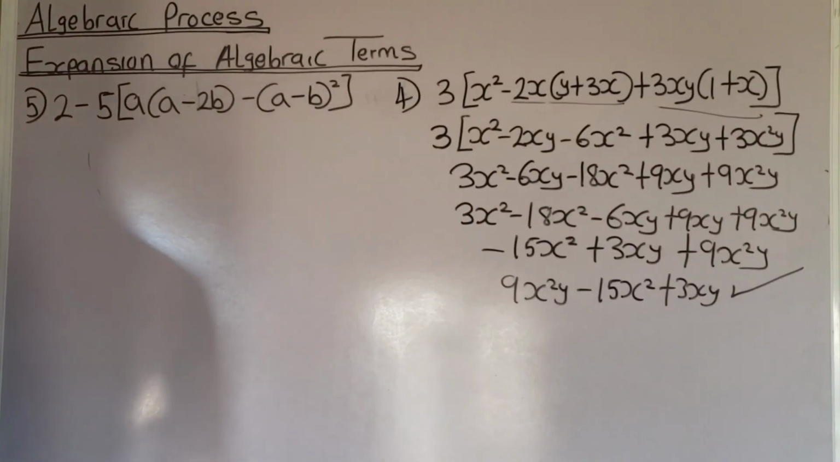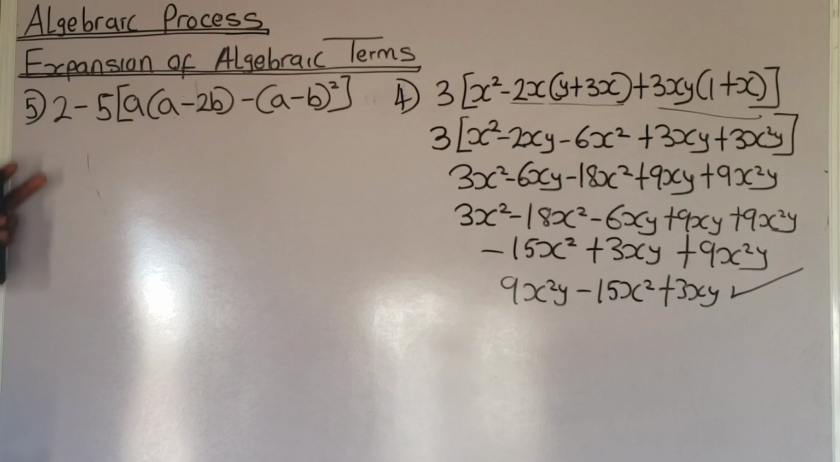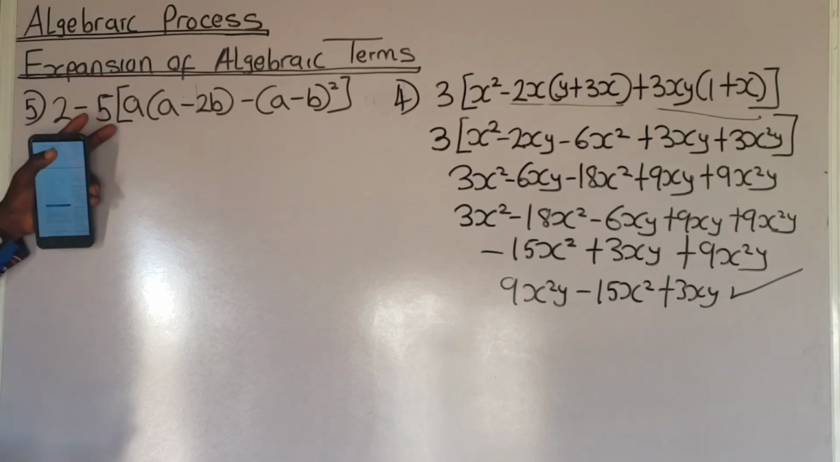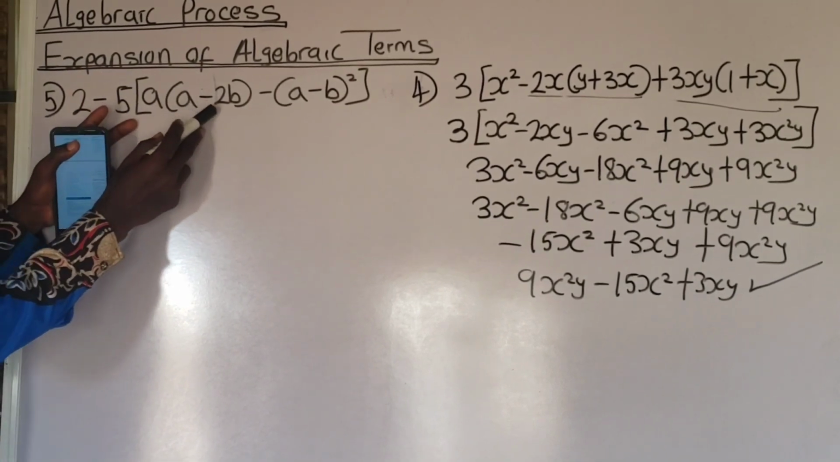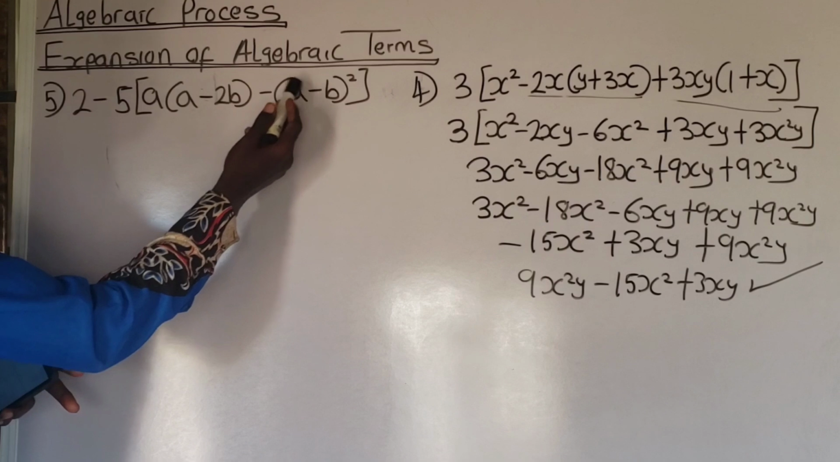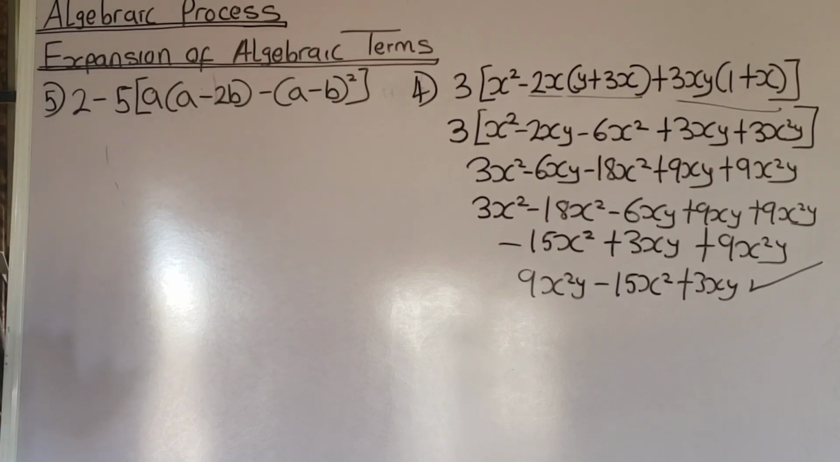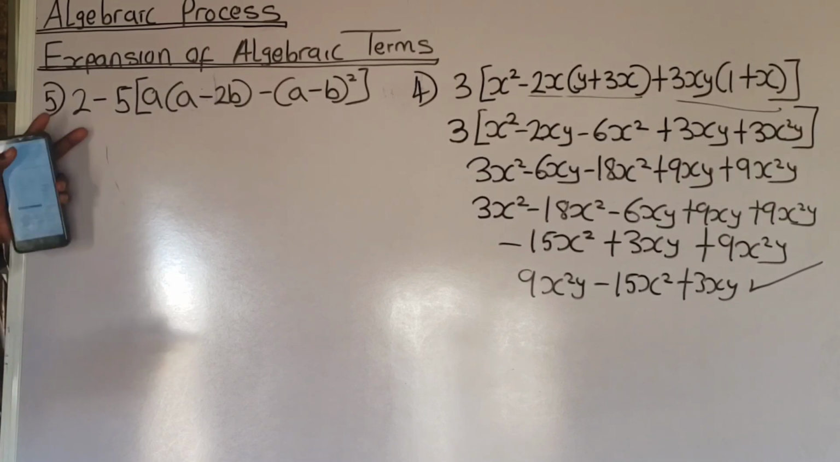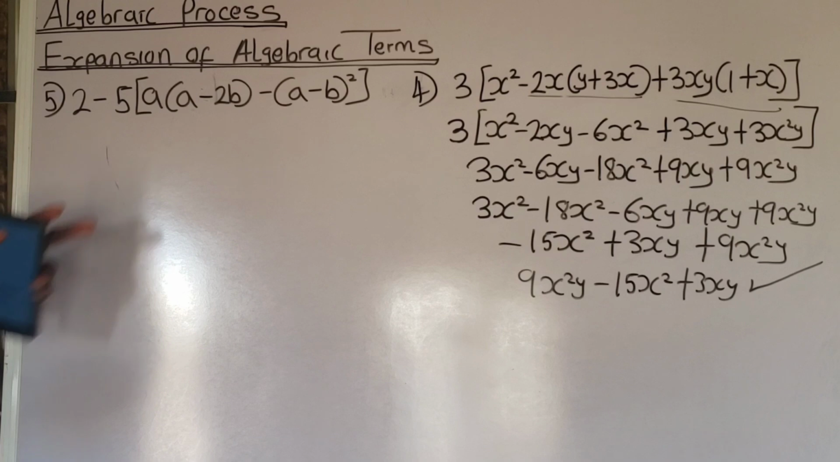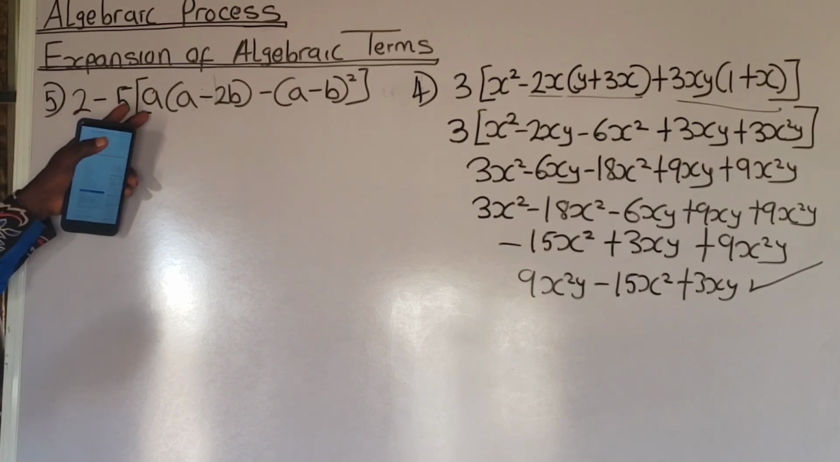Let's look at question number 5. We are asked to expand 2 minus 5 all into bracket a multiplied by a minus 2b, minus into bracket a minus b all into bracket squared. See, the aim of expansion is to get rid of all the brackets. So let's deal with the term inside the big bracket.